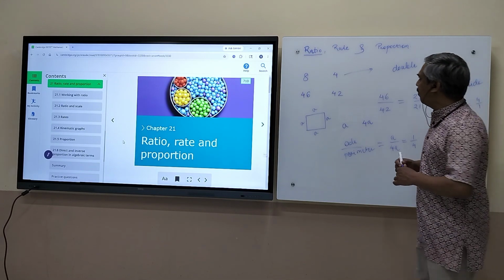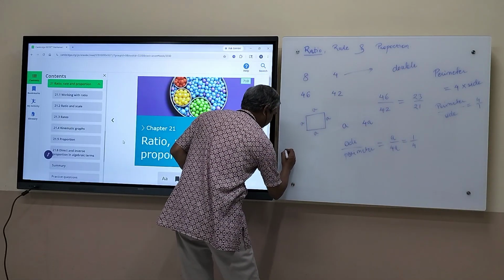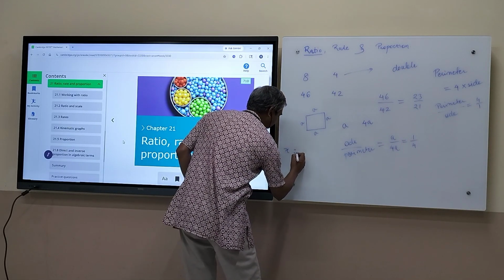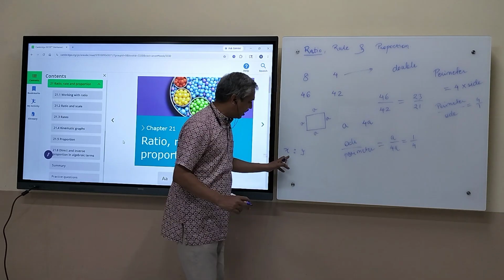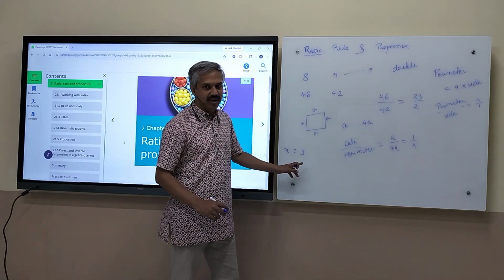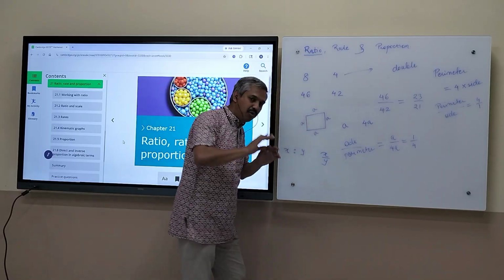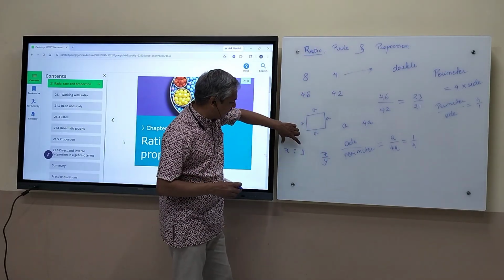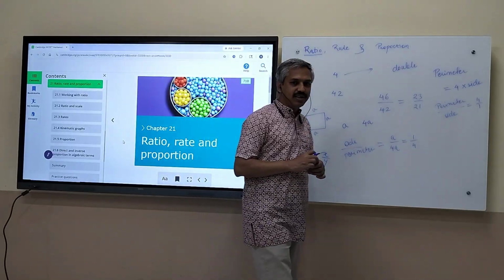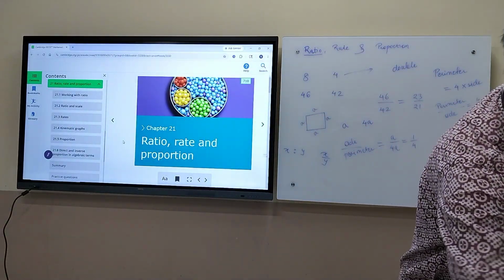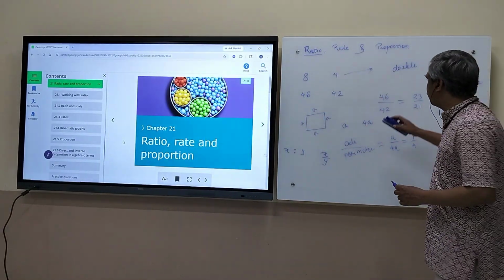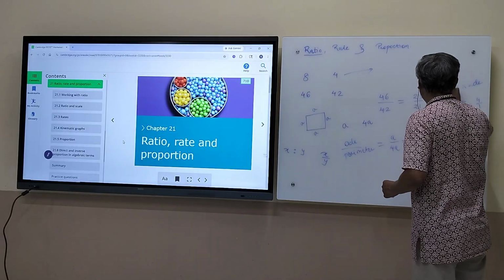The ratio of two quantities, suppose the quantities are x and y, then the ratio of x and y is written as x is to y. We can also write this as x upon y, but it is more frequently written as x is to y. The reason of this is very simple. Supposedly we are taking the ratio of three things.